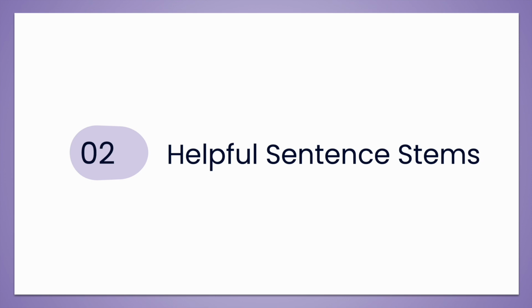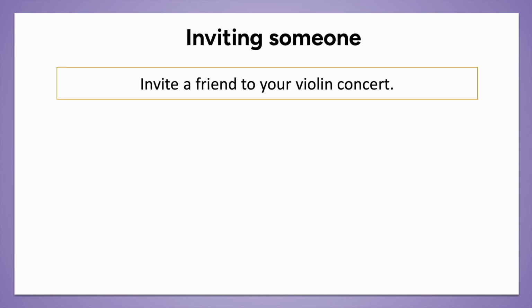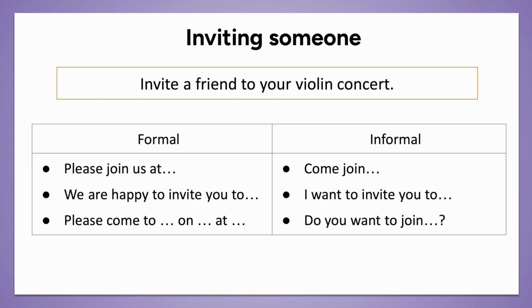Now let's talk about some helpful sentence stems. On the test, there may be a question that asks you to invite someone somewhere. For example, invite a friend to your violin concert. When you see this kind of question, there are two ways that you could respond.